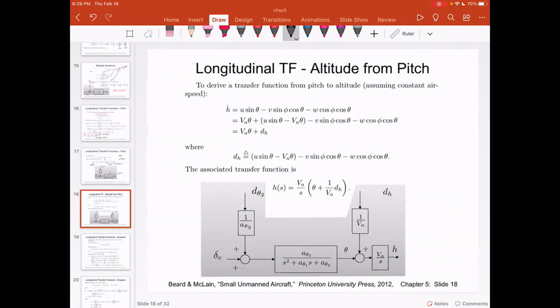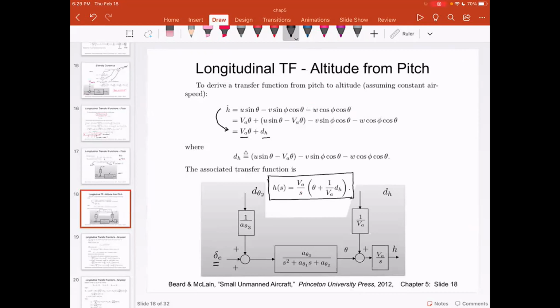So H dot is equal to U sine theta, V sine phi cosine theta minus W cosine phi cosine theta. And again, this is represented as a very simple representation. Again, just as some input and then some disturbance. And then what we do is we just derive the transfer function associated with altitude using this. So now I have got an equation for H, which is based on the third equation in the set of 12 equations.